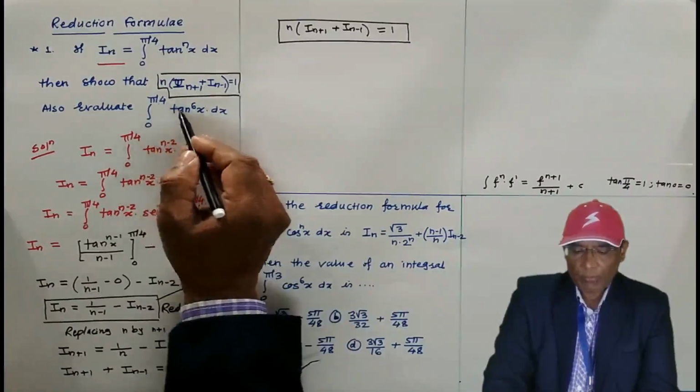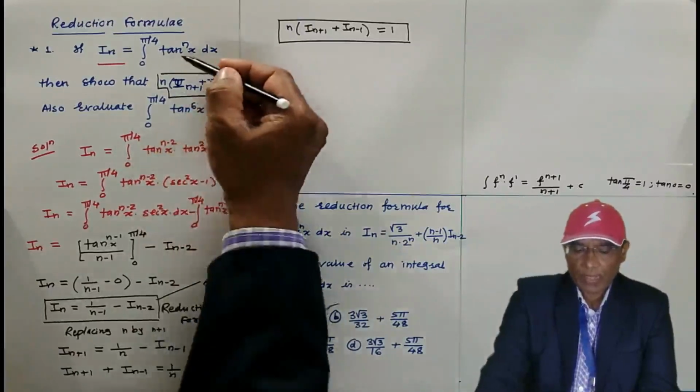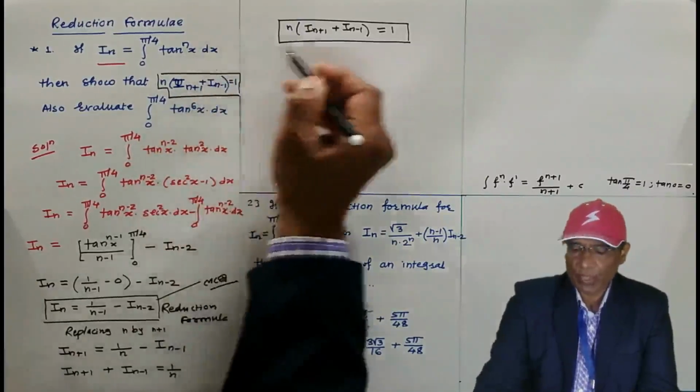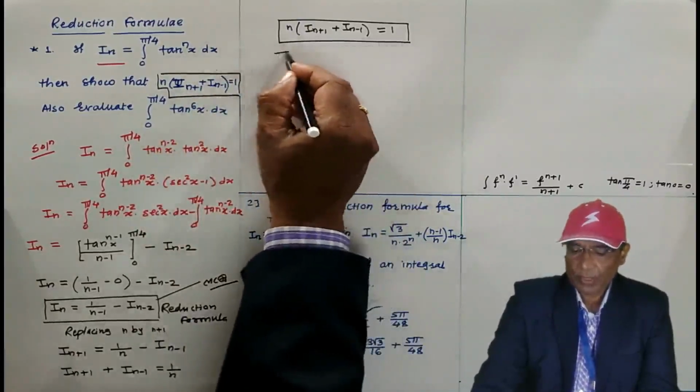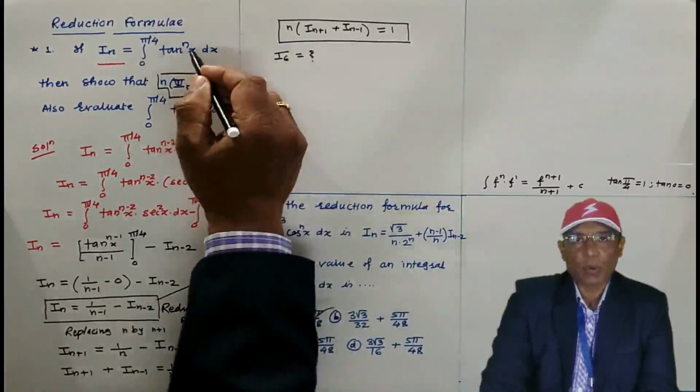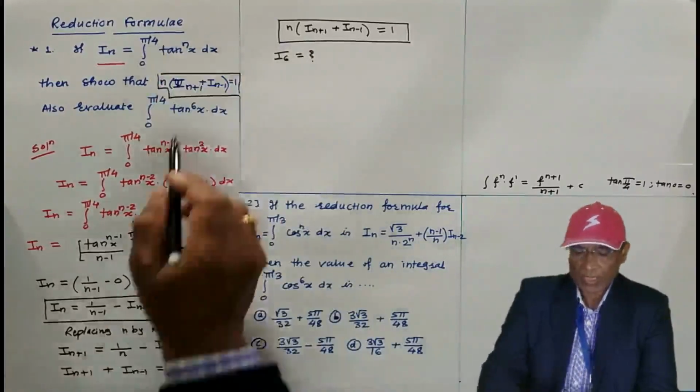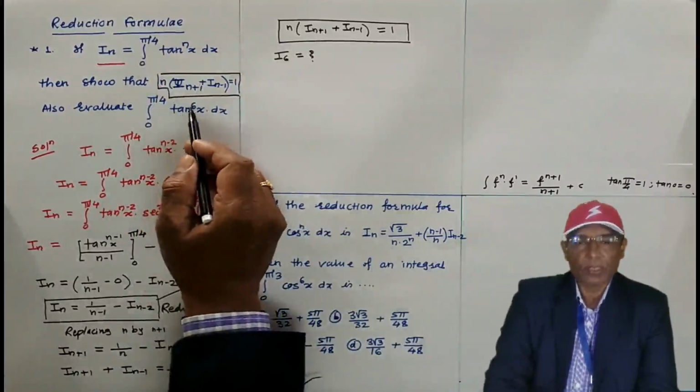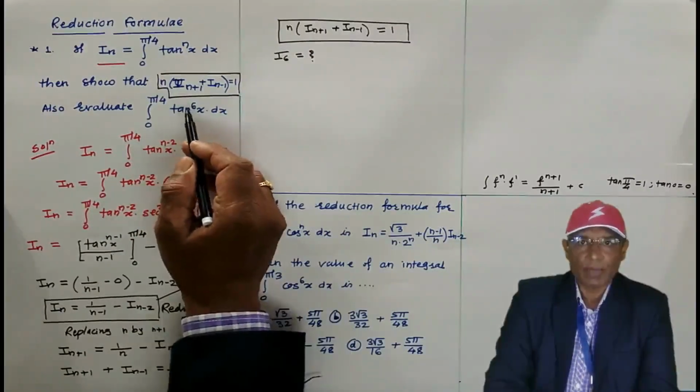Now the second part of the question. Evaluate integral 0 to pi by 4 tan raised to 6. Tan raised to 6 means I6 we have to evaluate. What we have to find? I6 we have to find. I6 means tan raised to power 6 for this limit.